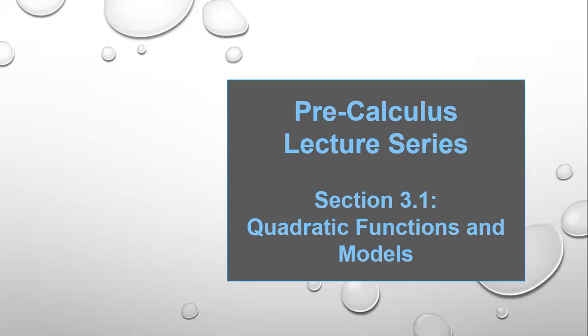And we are starting a new chapter today. We're going to start section 3.1. Chapter 3 is where we talk about two kinds of new functions: the polynomial functions and the rational functions. In section 3.1, we're going to talk about one of the most popular polynomial functions, and we call it the quadratic functions and the models.